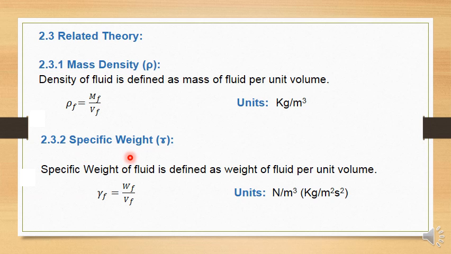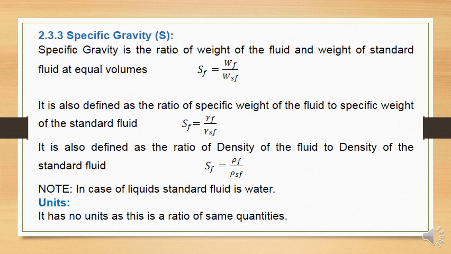Second, specific weight, gamma. The specific weight of the fluid is defined as the weight of the fluid per unit volume. The subscript F represents the fluid. The unit is Newton per meter cube. Specific gravity is the ratio of the weight of the fluid to the weight of the standard fluid at equal volumes. It is also defined as the ratio of the specific weight of the fluid to the specific weight of the standard fluid, or the ratio of the density of the fluid to the density of the standard fluid, with no units at all. In the case of liquids, the standard fluid is water.